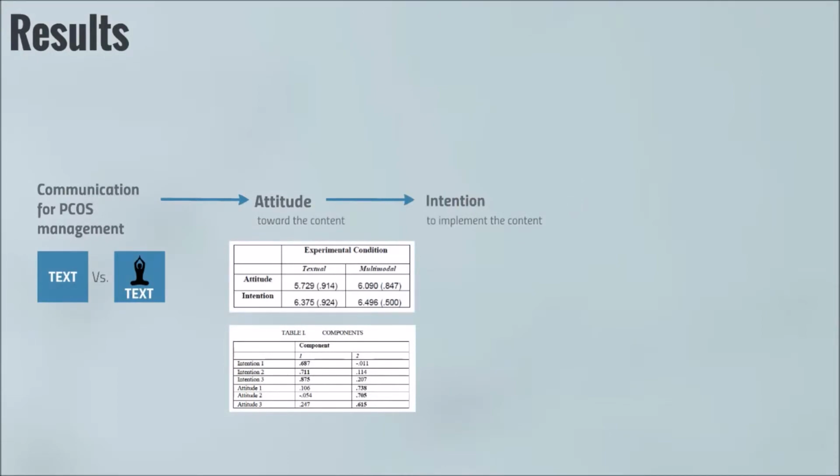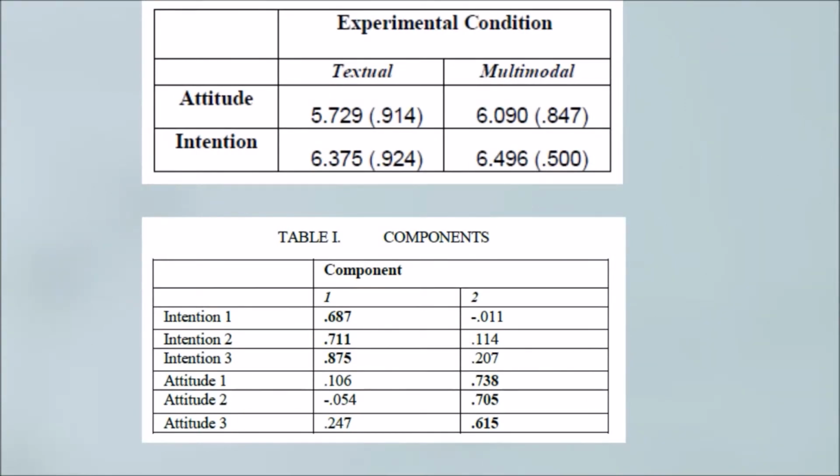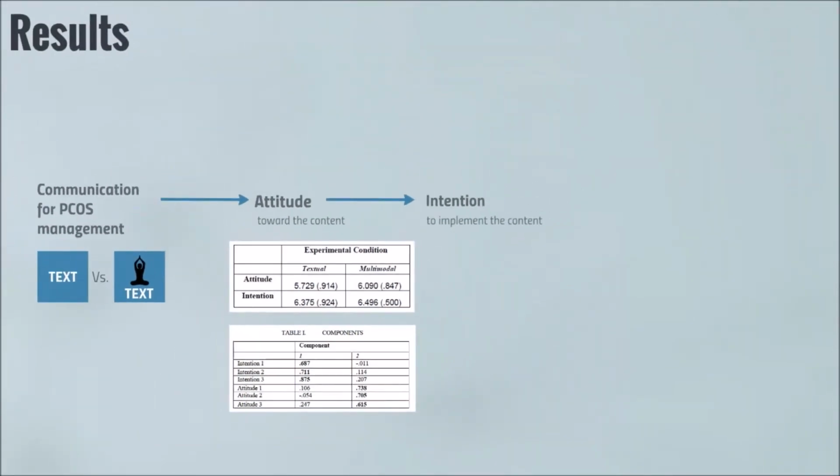Results. We used validated scales for attitude and intention, and we found that the items loaded well on the expected factors, so we proceeded with the analysis. We compared the attitude and intention for women who were exposed to the two conditions. Indian women affected by PCOS who were exposed to the knowledge visualization format had a significantly more positive attitude toward the content compared to those who were exposed to the textual version.